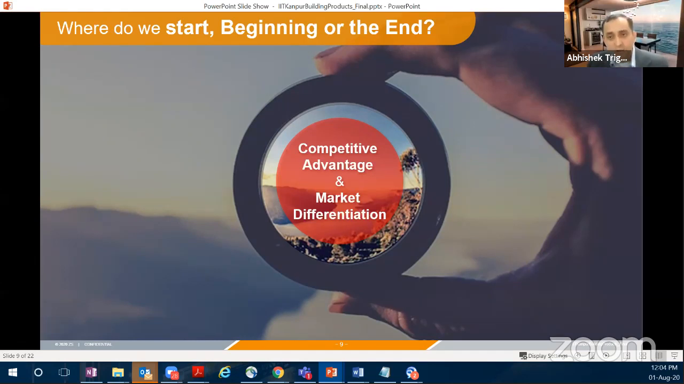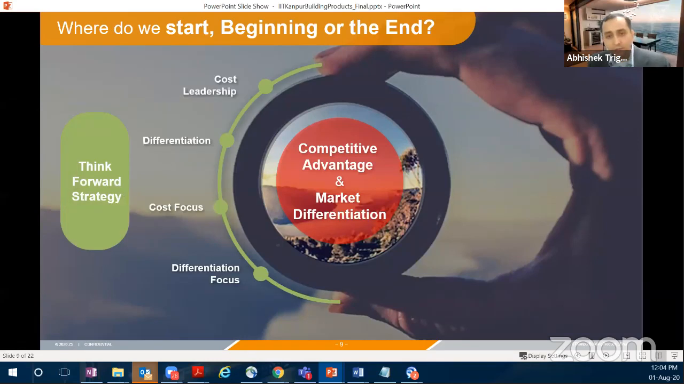When I say the beginning or the end, what I mean is whether you start from the strategy. I'm talking to MBA folks, so I don't have to teach all of you, but the idea is how you think forward: where do you want to play? You want to play on cost, you want to play on differentiation, or you want to blend the two. There are leaders like Michael Porter and others who have written a multitude of books on this, and I'm sure as MBA students you are aware of all of this. But the key takeaway is that this is the think-forward strategy. You are thinking far ahead to ask what it means and how you would play.